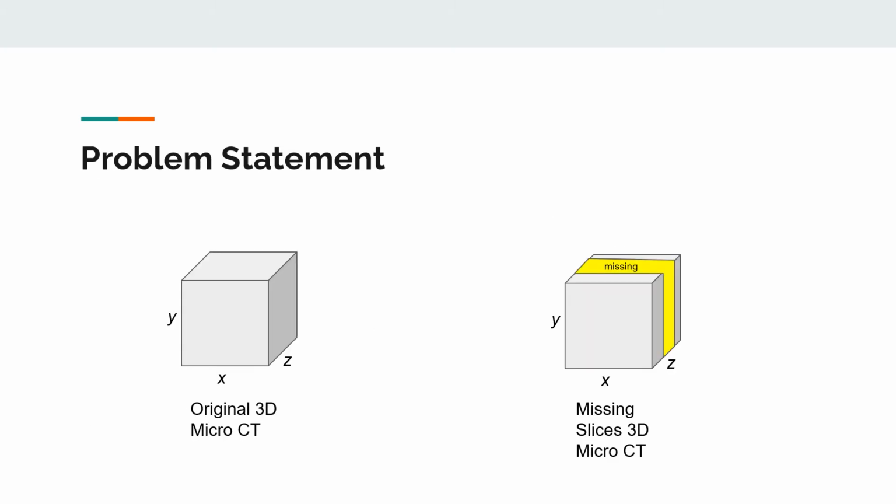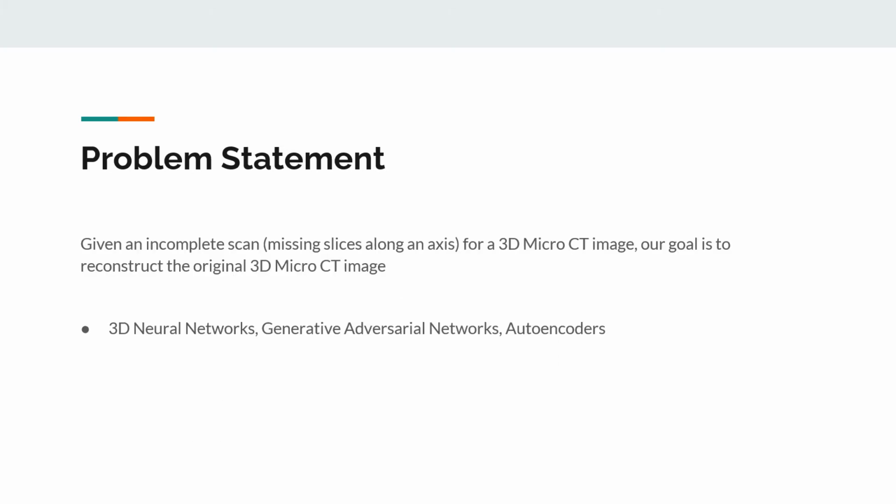What we can do, however, is to consider another approach to the problem. Suppose that we only have limited slices along a certain layer, something like the cube to the right. What we want to do now is to reconstruct or inpaint along the missing slices and recover our original 3D micro-CT image to the left. This leads to our problem statement again. That is, we aim to recover a 3D micro-CT image from an incomplete scan.